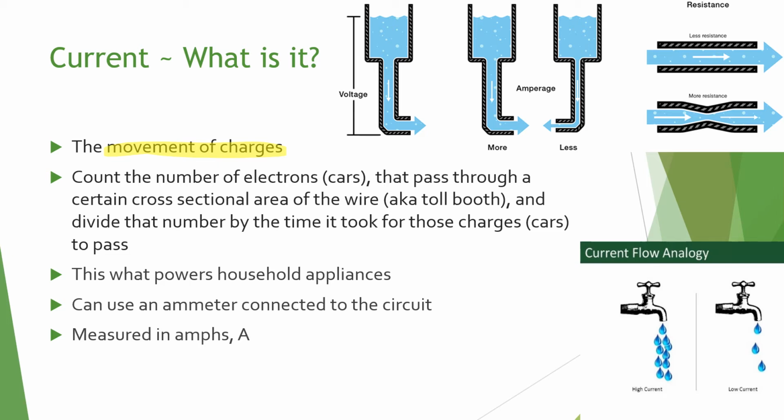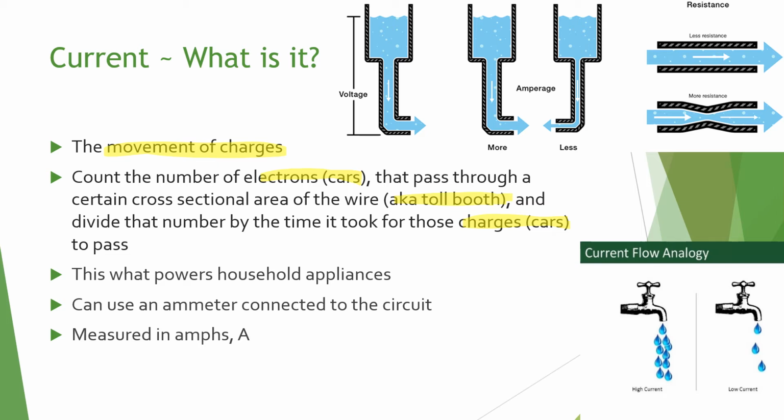The electrons are represented as the cars, and passing through the wire is representative of a toll booth. So, cars passing a toll booth, and divide that number by the time it took for those charges to pass. Again, the electrons are the cars, so that's charges. So the flow of electrons, or the flow of electricity through the conductor or conducting wires.